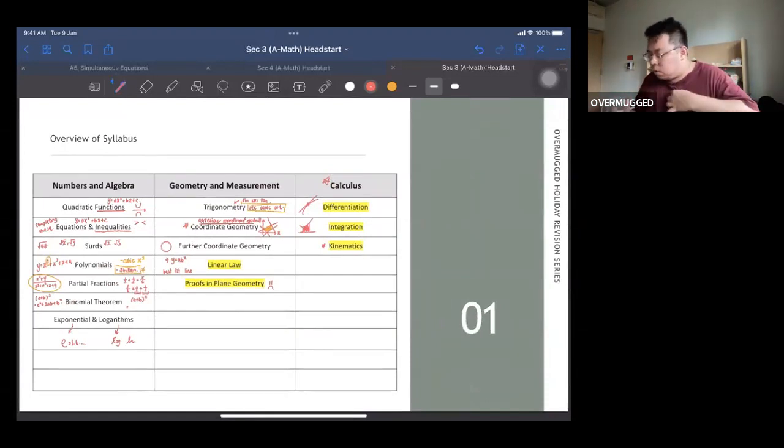It piqued your interest. It's either it piqued your interest or I scared you into taking A math. Okay, but don't need to worry. Trust me, A math is not as difficult as it seems. A lot of people say, oh my god, A math is so tough. Oh my god, A math is like death. Or, oh my god, A math is something that I cannot do. Okay, it's not true. Yes, I can screenshot. Later I'll screenshot and I'll upload it.